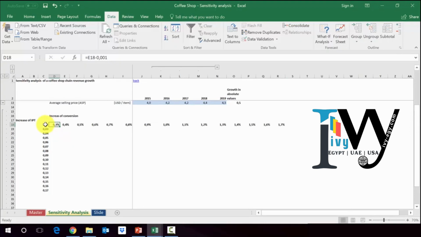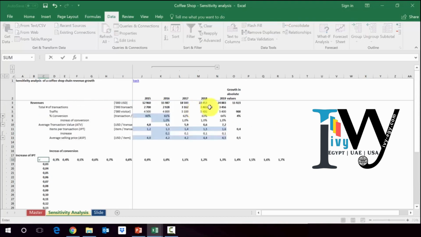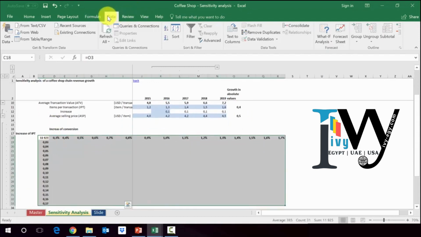And now in order to do the sensitivity analysis, we'll be using a built-in function in Excel. So first of all, we have to put here the function we want to use the sensitivity analysis on. So this is this one. So we want to check the difference. And now what you have to do is to select all this area and then go to Data, What-If Analysis, and then pick Data Table.